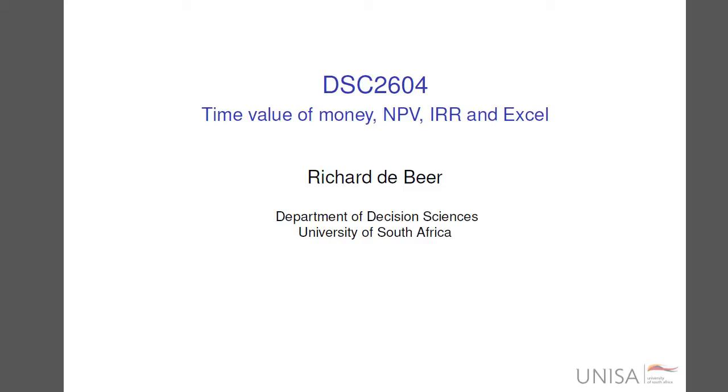I'd like to talk now a little bit about the time value of money and the related concepts of net present value, internal rate of return, and how we can use Excel to calculate what we need to about these things. So we'll start by taking the time value of money into account. Inflation, for example, interest rates. What does it mean, and how do we compute these quantities?